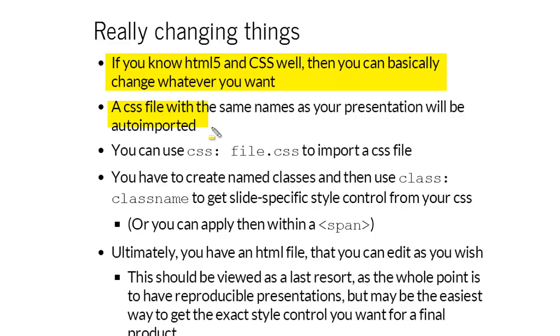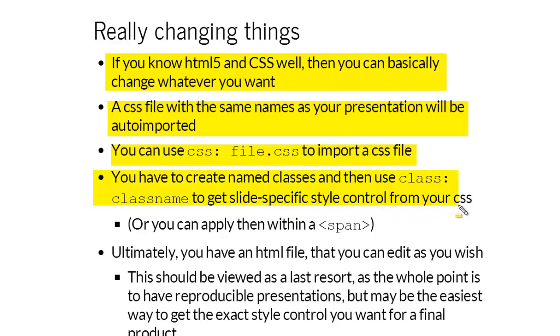If you have a CSS file in your directory with your presentation file with the same name, it'll just automatically load it up. Or you can use CSS in the kind of YAML right after the slide definition. You can use css: file.css and it'll import your style sheet. And if you want, you can create a class and name it with class name to get slide-specific style control from your CSS. Or if you want even more control, and you don't want it to be slide-specific but specific to a subset of a slide, then you can have that class applied within a span. And that's how you could change it permanently, so that when RStudio Presenter compiles it, it compiles it in the style that you want.